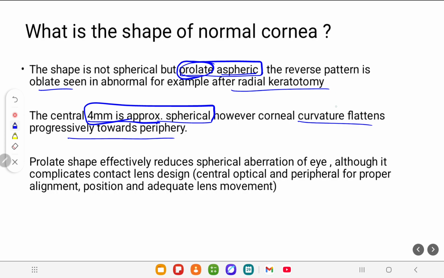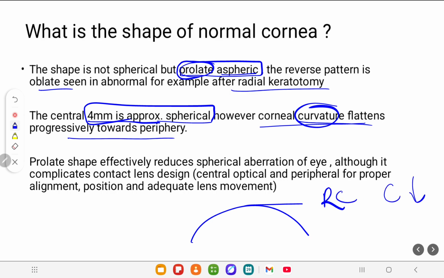You know the difference between curvature and radius of curvature, isn't it? They are exactly opposite things. From center to periphery, radius of curvature increases, isn't it? But curvature decreases, because curvature and radius of curvature are exactly opposite. So if in the cornea from center to periphery the curvature flattens, the curvature decreases, at the same time the radius of curvature increases, and that's the definition of prolate. Oblate means exactly opposite. From center to periphery, radius of curvature decreases, curvature increases, and that's the definition of oblate. Okay, so that's basically prolate and oblate.